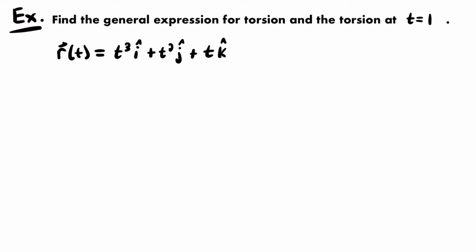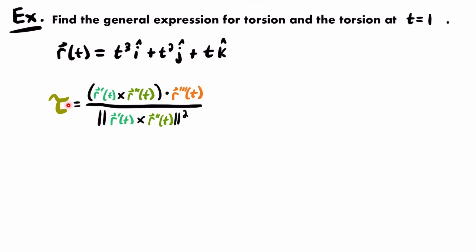All right, and so here's the formula we're going to use. Tau is equal to the cross product of r prime and r double prime, which you will then dot product with r triple prime, divided by the magnitude squared of the cross product between the first and second derivatives. This is the formula you should always use, unless you were told otherwise to use the definition of torsion for some reason. Since we are going to use this formula, we will need to know what the first, second, and third derivatives are of our vector function. So let's start by finding those.